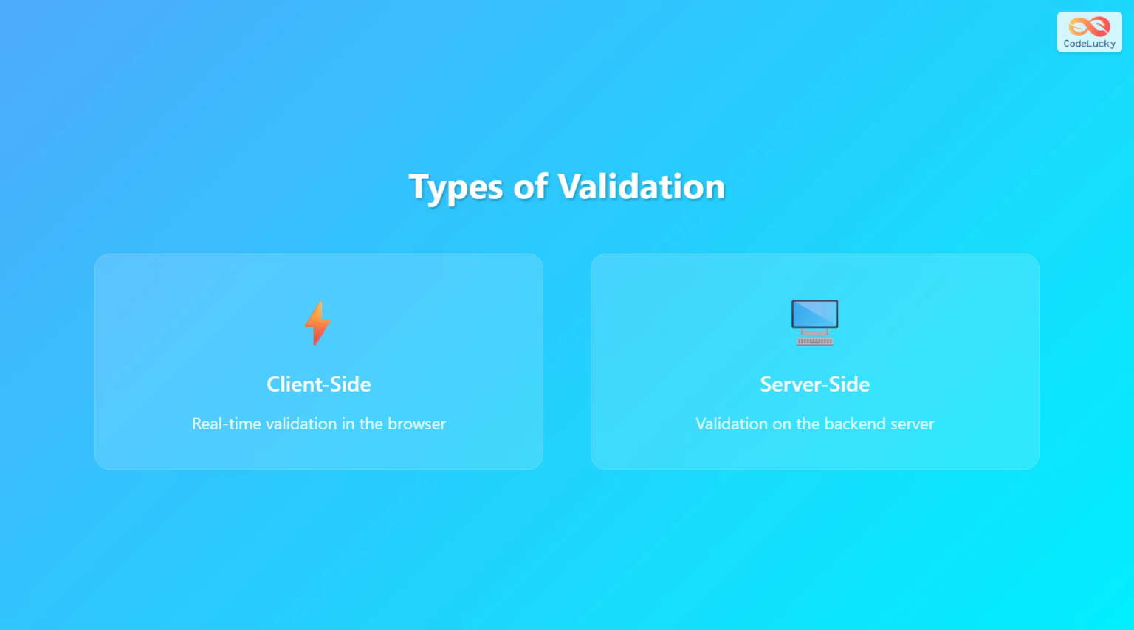There are mainly two types of validation: client-side and server-side. Client-side validation provides real-time validation directly in the browser, offering immediate feedback to the user. On the other hand, server-side validation occurs on the back-end server, providing a more secure and reliable check, as it cannot be bypassed by the user.